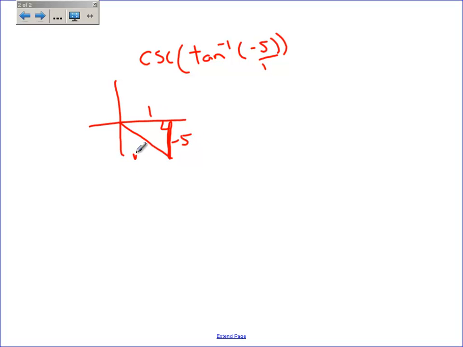And the Pythagorean theorem says that this is going to be the square root of 26. There's our angle, and although we don't know what this angle is, we just want to find the cosecant of that angle. So cosecant is the reciprocal of sine. Since sine is opposite over hypotenuse, cosecant is going to be hypotenuse over opposite. So this is going to equal negative the square root of 26 over 5. How's that look? That's good.